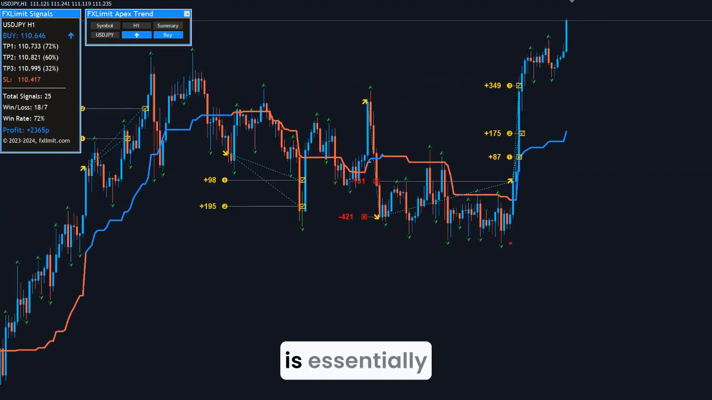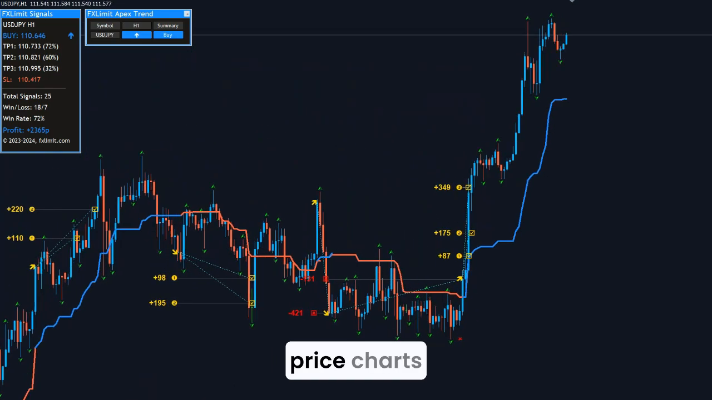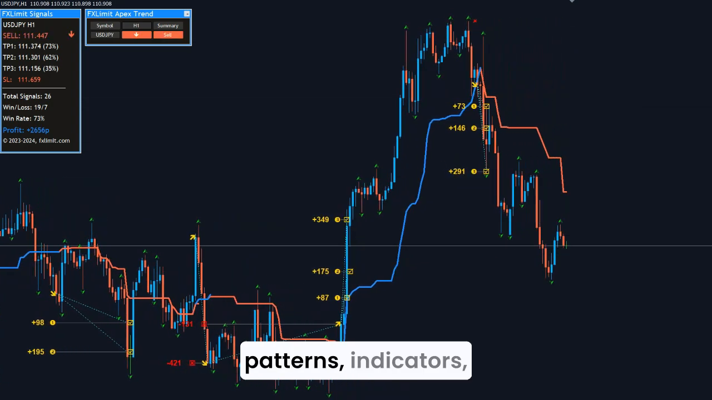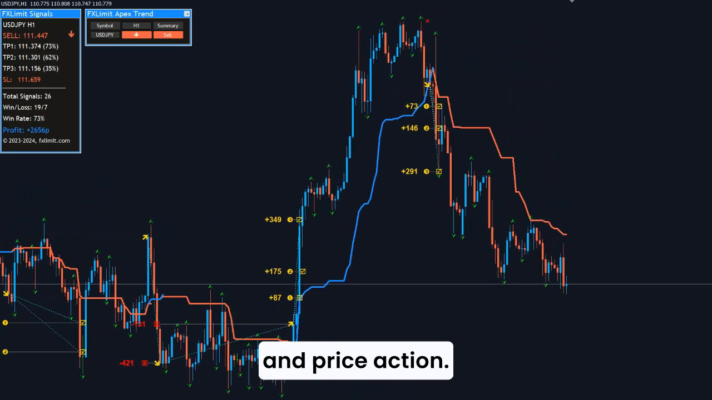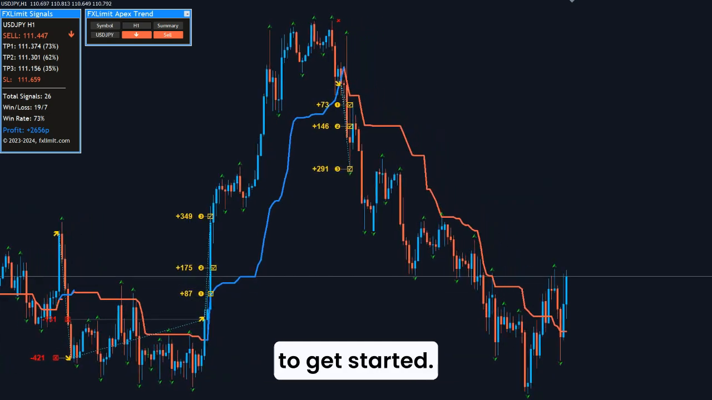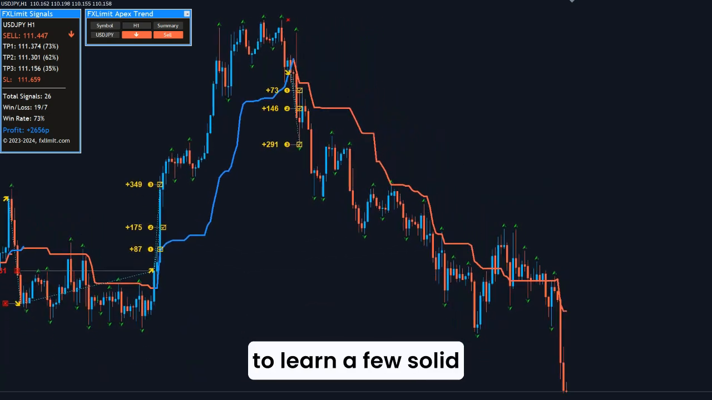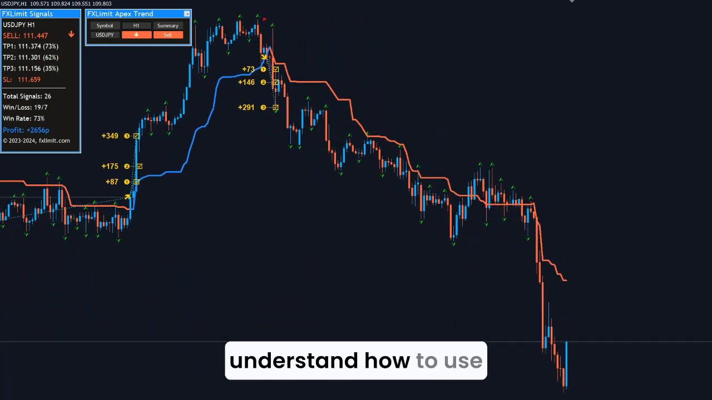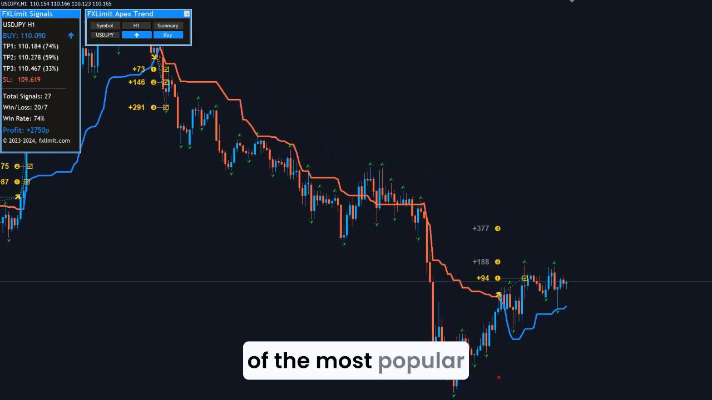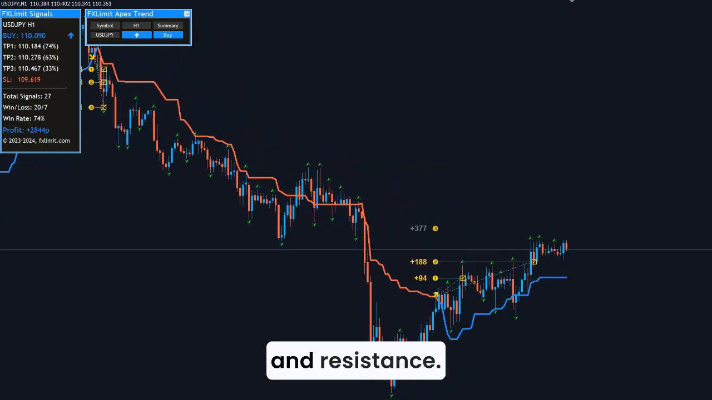Technical analysis is essentially the art of studying price charts to predict future price movements. It's all about patterns, indicators, and price action. But don't worry, you don't need to be a math genius or a chart wizard to get started. The goal here is to learn a few solid methods and actually understand how to use them, not just memorize fancy names.